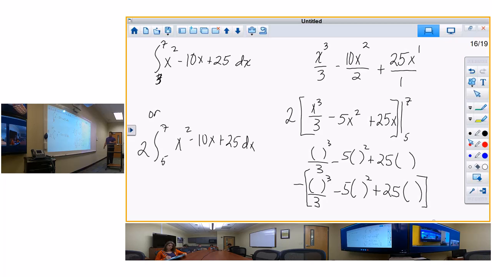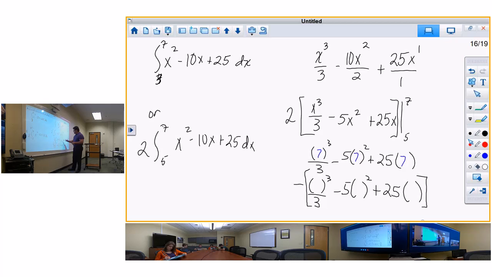All right, now I'm going to take my handy-dandy blue marker, and I'm going to plug in a 7 here, a 7 here, and a 7 here. And I'm going to take my red marker, and I'm going to plug in a 5 here, a 5 here, and a 5 here.